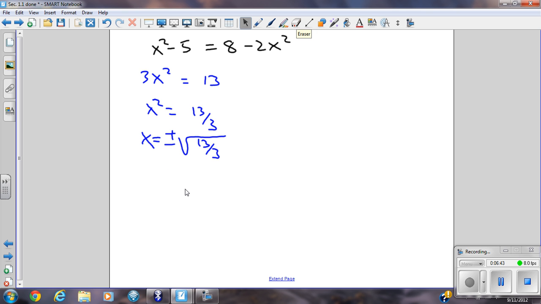And undoing x squared, we take the square root. Remembering that when we take a square root, we do create two answers, a positive and a negative. And these being irrational numbers, we can leave it in radical form and leave the answer to be plus or minus the square root of 13/3.